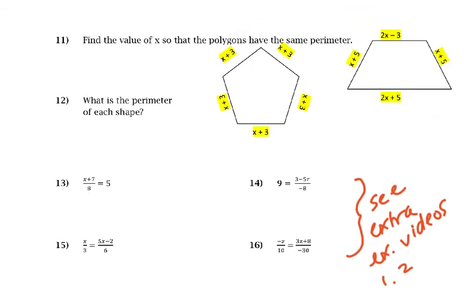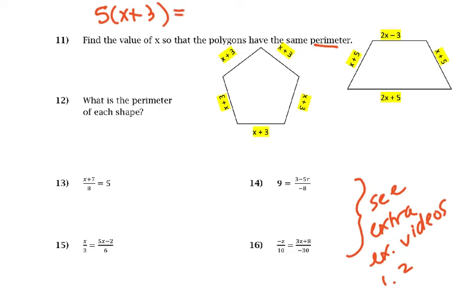Okay, on the next one, on the top part of this 11 and 12, it says find the value of x so the polygons have the same perimeter. So remember, perimeter is when you add all of the sides. So if I look at this pentagon on the left, I have 5 sides. I'm going to have 5 times x plus 3. Now you also could write x plus 3 plus x plus 3 plus x plus 3 and do that 5 times, but it's just easier to write it like this.